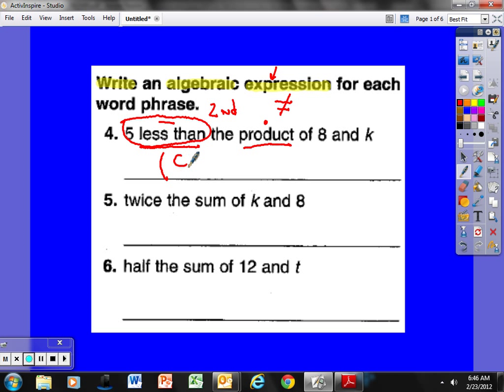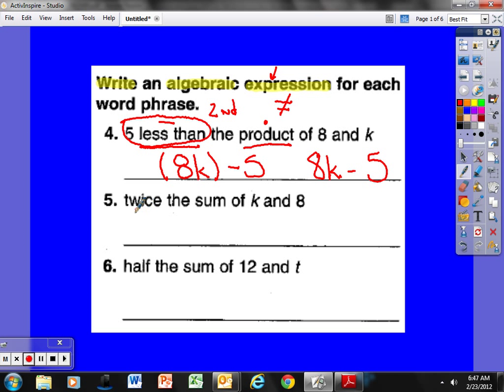I'm going to say 8 times k, because that's product. And again, I don't need the multiplication sign. When I have that coefficient next to a variable, it's understood that I'm multiplying 8 times the variable, minus 5. The other alternative is 8k minus 5. The parentheses are not needed. I just sometimes like to put them in there to show you that I'm going to multiply first, because remember PEMDAS: multiply before you ever add or subtract.